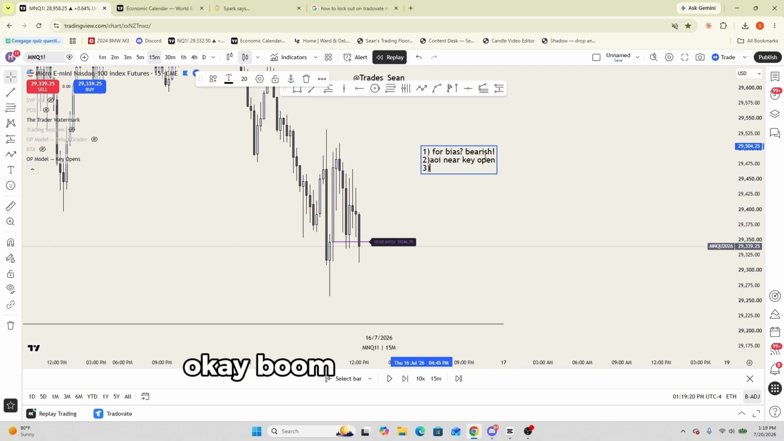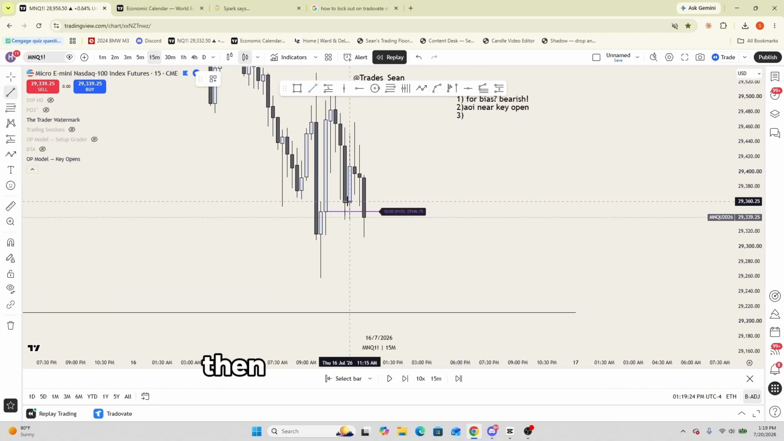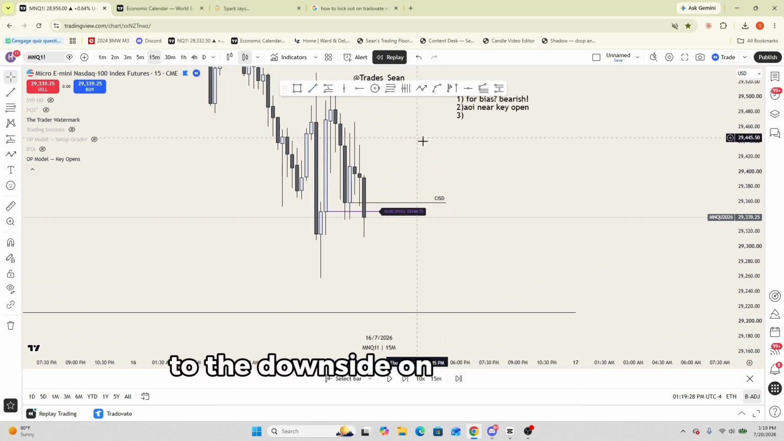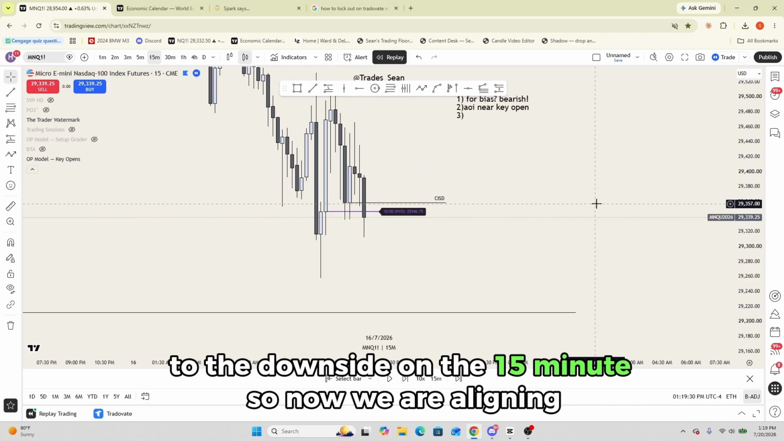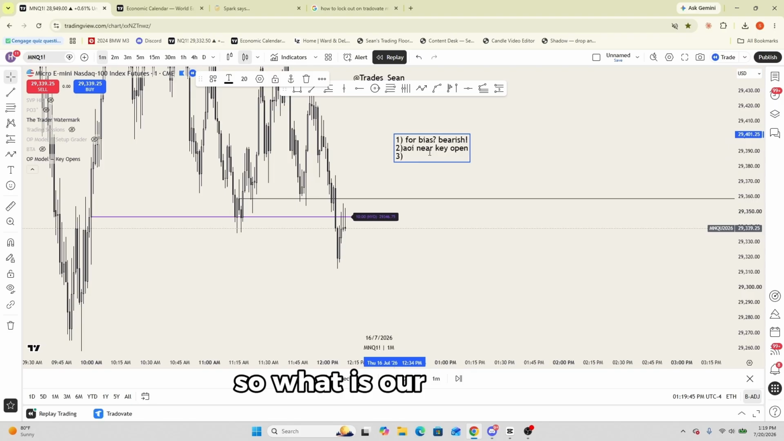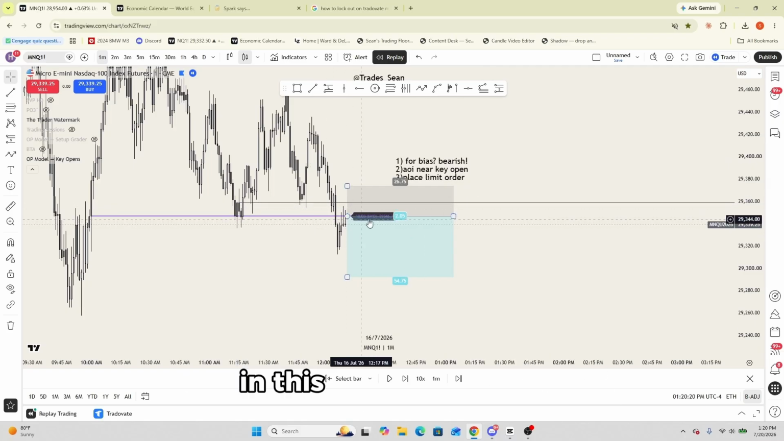Okay, boom. Here we can see we break below our 10 a.m. Then we have a continuation change in state of delivery to the downside on the 15-minute. So now we are aligning an area of interest with a key open. So what is our third step? Place limit order. And as always, we place our limit order at that key open. In this case, it's 10 a.m.